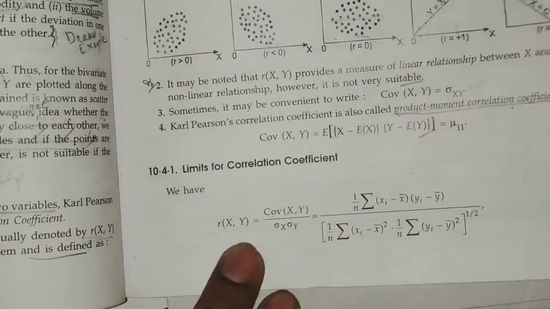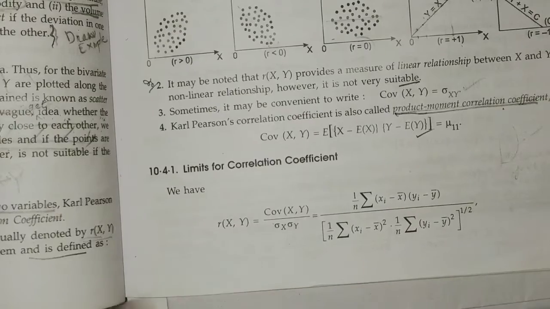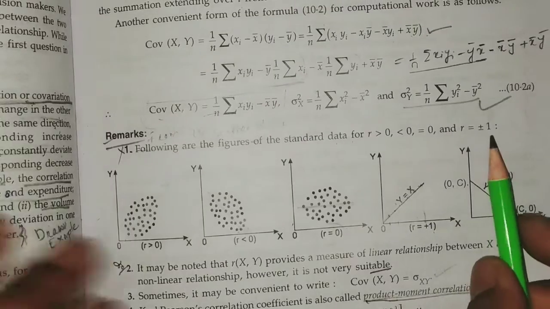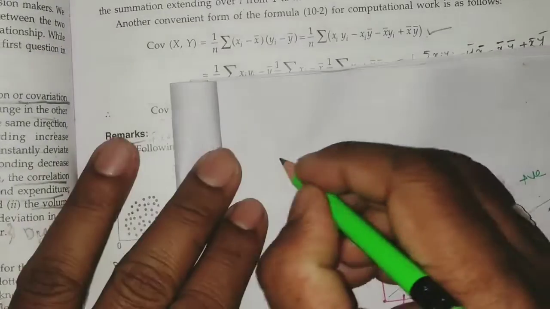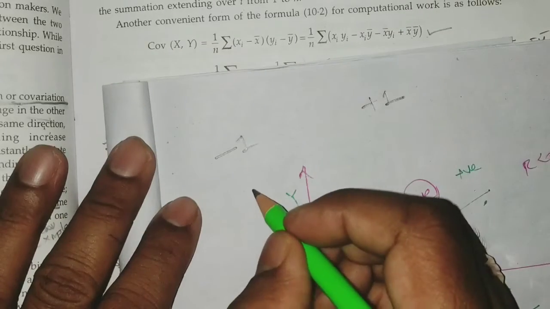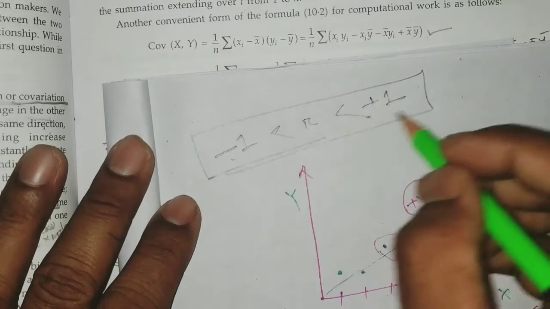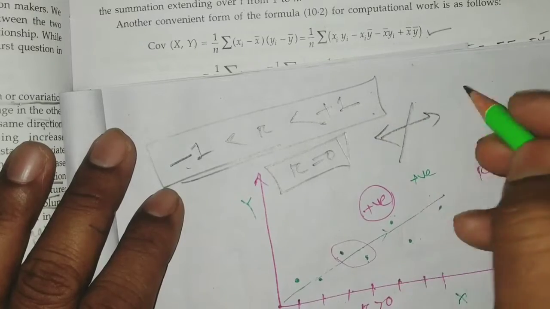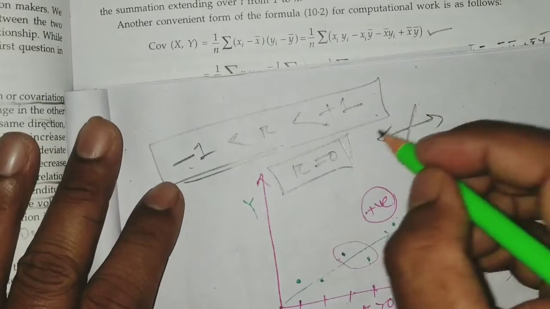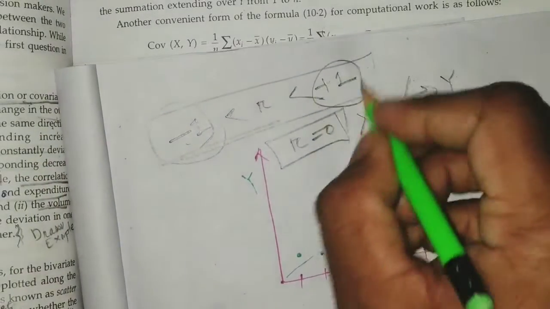how the coefficient of correlation, or correlation coefficient value, is in between minus 1 and 1. See here, the r value is in between minus 1 and plus 1 always. The r value is always in between minus 1 and plus 1, but when r equals 0, that means there is no linear relationship between x and y. So if negative, it is negatively correlated, if positive, positively correlated, right?